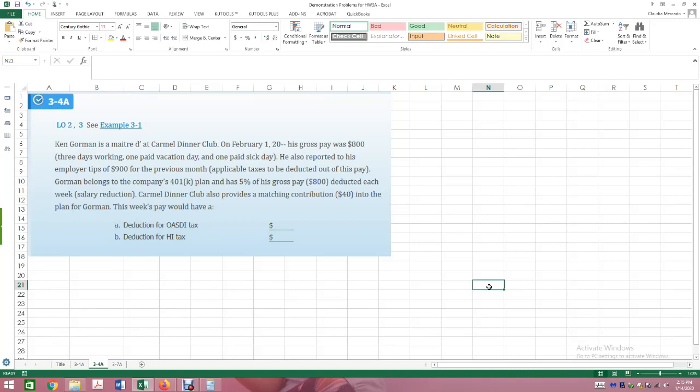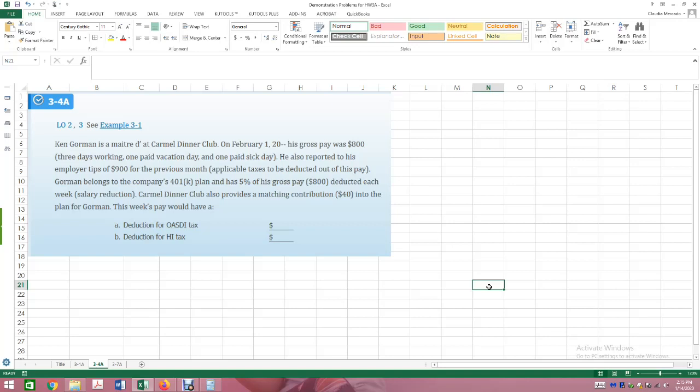The next problem is going to be 3.4a. It says here, Ken Gorman is a matron at Carmel Diner Club. On February 1st, his gross pay was $800. Now, these $800 were made up of 3 days of working, 1 paid vacation day, and 1 paid sick day. He also reported to his employer tips of $900 for the previous month, and these tips are applicable taxes to be deducted out of his pay.